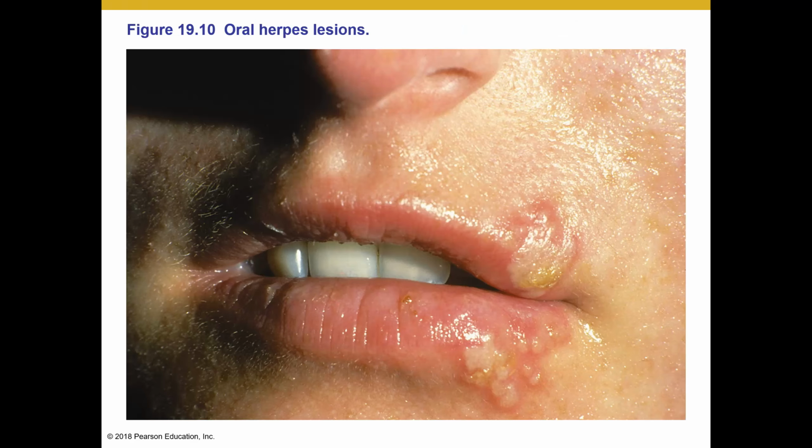Herpes viruses are DNA viruses. They produce proteins that help them evade the immune system. After initial infection of epithelial cells, the virus travels along sensory nerves to nerve ganglia, where it becomes latent. The painful lesions result from viral replication and inflammation when the virus reactivates.